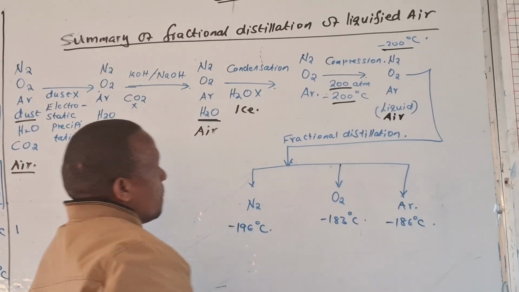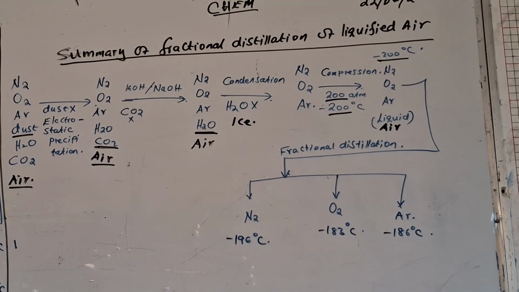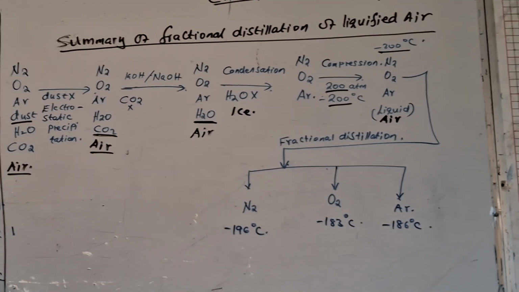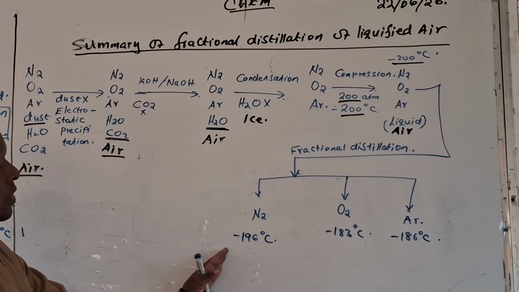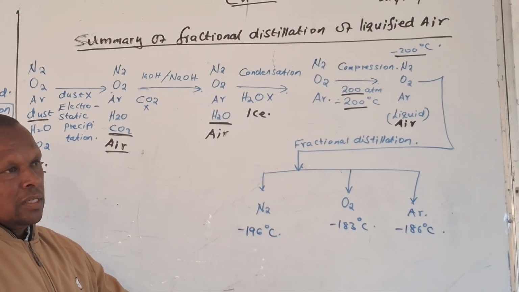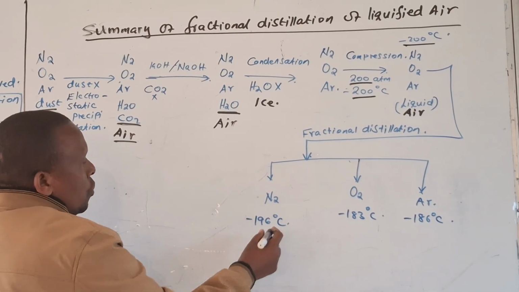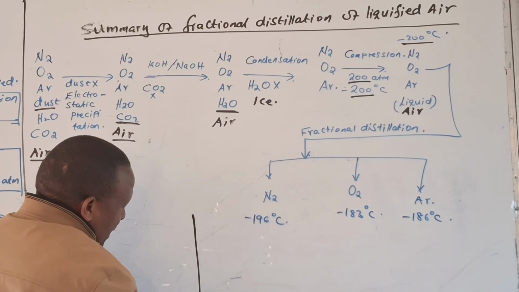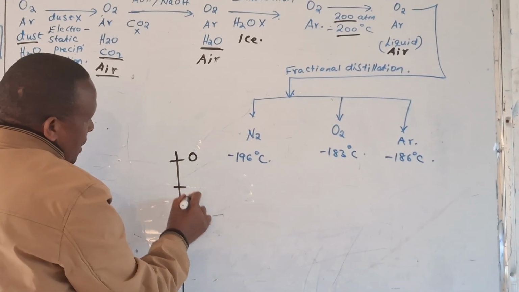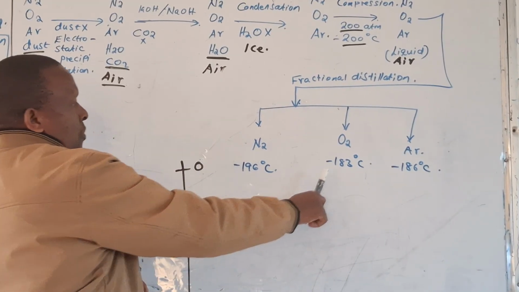Okay, liquid air. Now what happens to the liquid air? We carry out fractional distillation. Very good. Now, most students usually have a problem on which one comes out first here. To be able to know which one is coming out first, you put the temperatures on a number line. Okay? Which one will be first on the number line? We are going down the number line. Which one will be first?